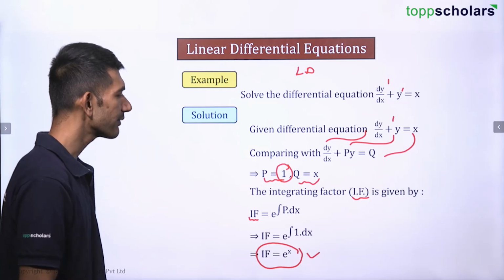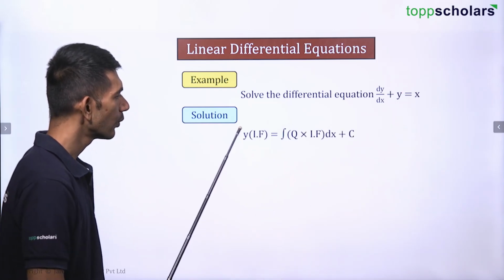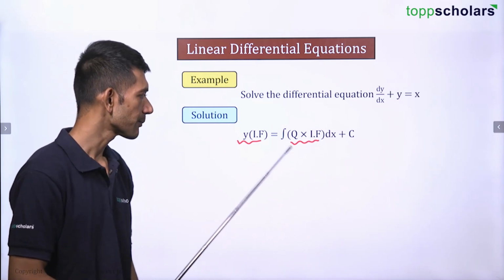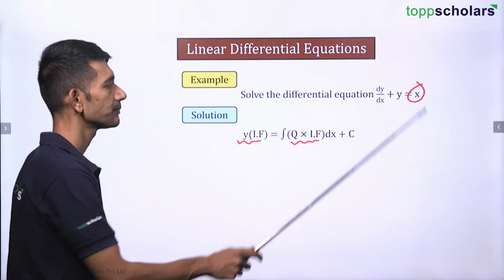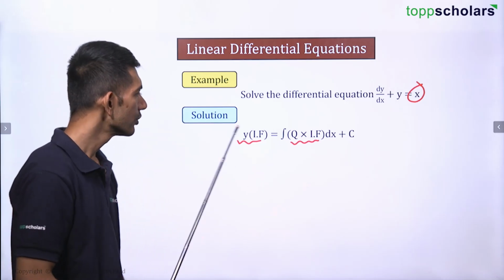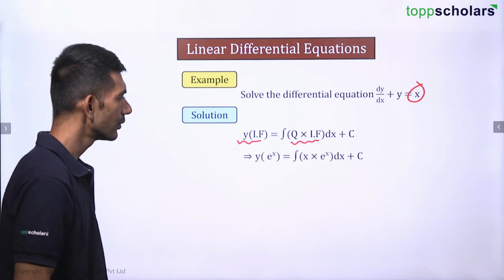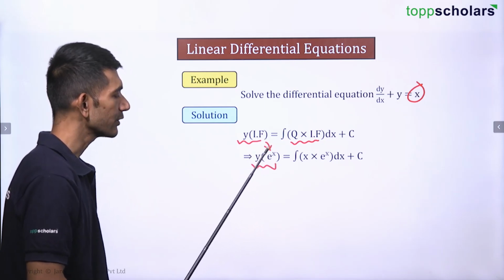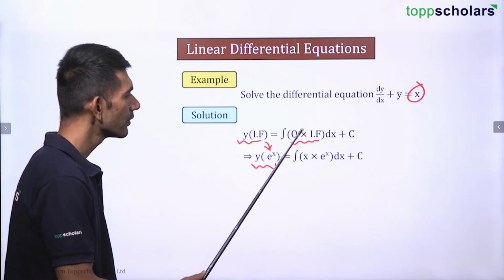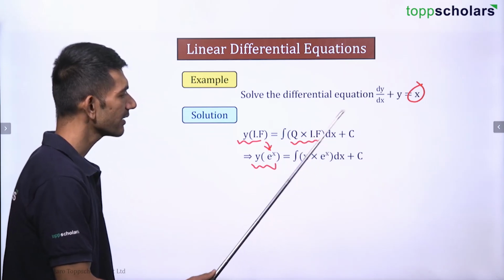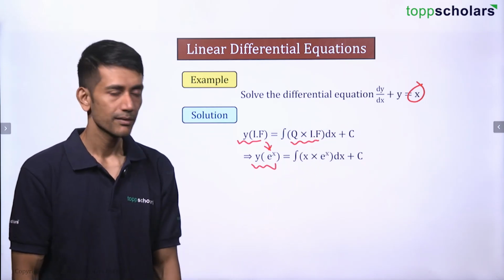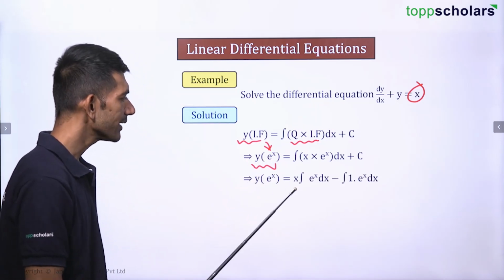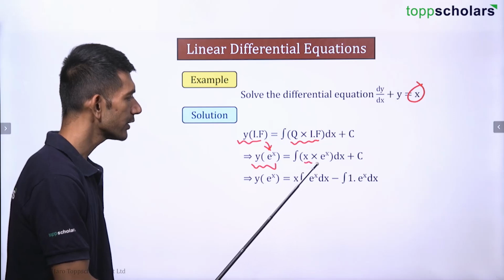Once you get the integrating factor, you know what you need to do. Y times the integrating factor is nothing but the integral of q into integrating factor dx plus c. Okay, q is x, correct. So y times e raised to x is equal to the integral of x into e raised to x dx plus c.